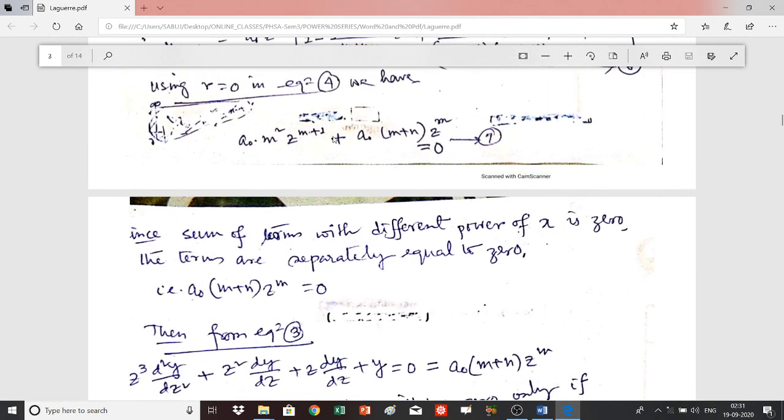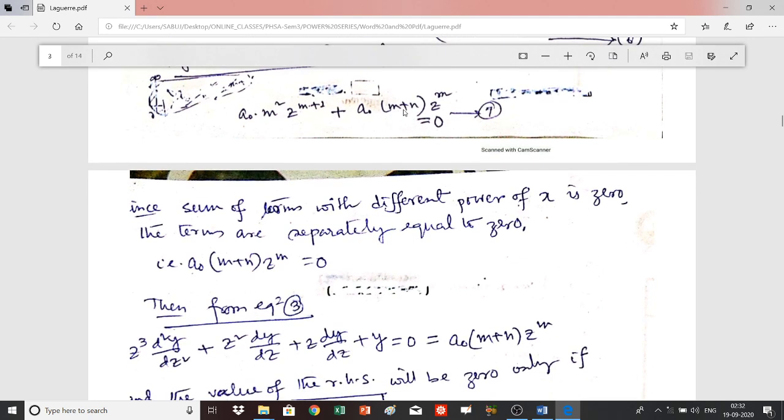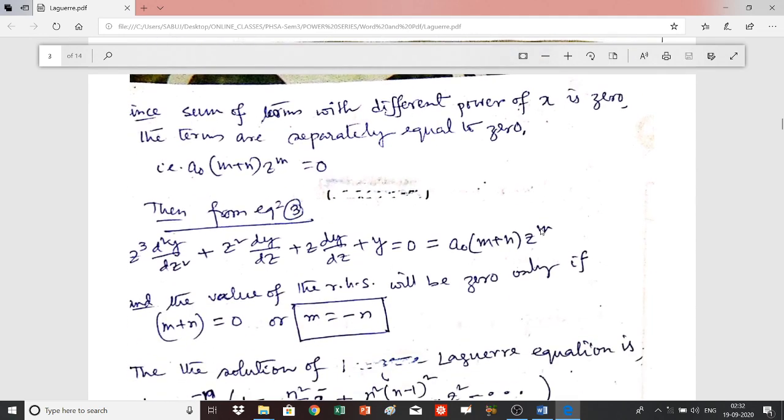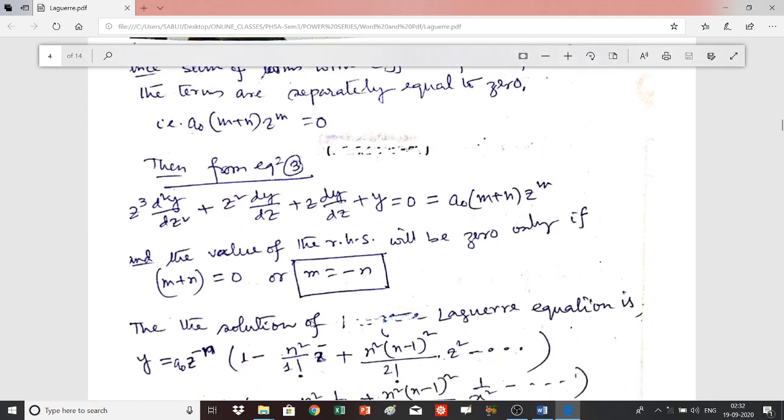a0 m square z to the power m+1 plus a0 (m+n) z to the power m is equal to 0. And see here, the powers of z in these two terms are different: z to the power m+1 and z to the power m. So for this equation to be satisfied, this term and this term should be separately 0. That's why a0 (m+n) z to the m is equal to 0, so you can write m+n is equal to 0, because a0 is the first term and it cannot be 0. So from here you get m is equal to minus n.